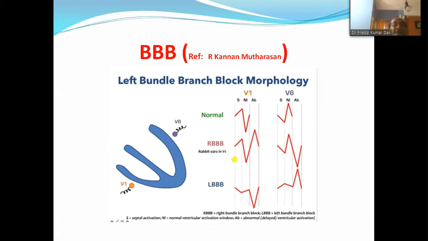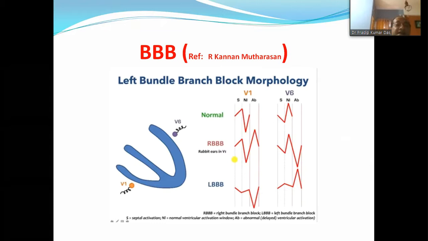In case of right bundle branch block, that is, the right-sided bundle is blocked, what will happen? The septum will be normally depolarized from left to right, as the left bundle is all right. Then the left ventricle will be depolarized, and there will be a long slurred downward deflection in the right-sided lead, and an upward deflection in the left-sided lead.